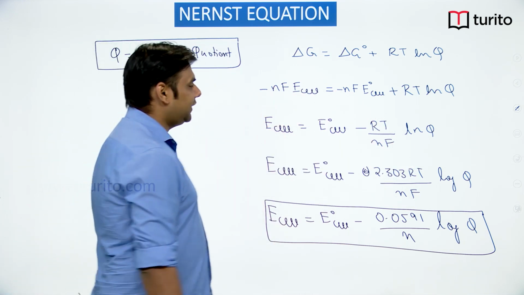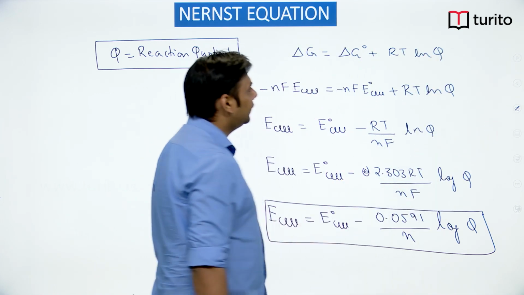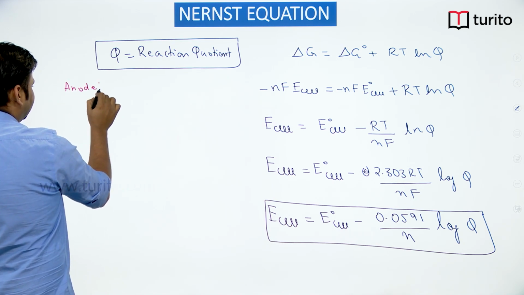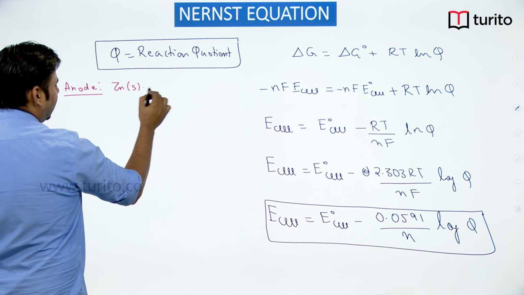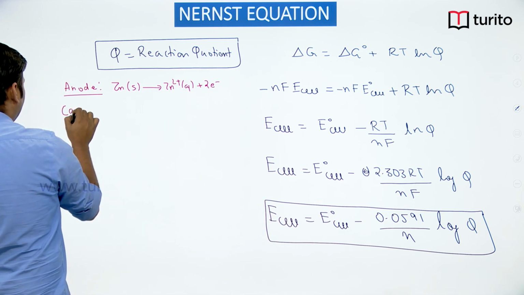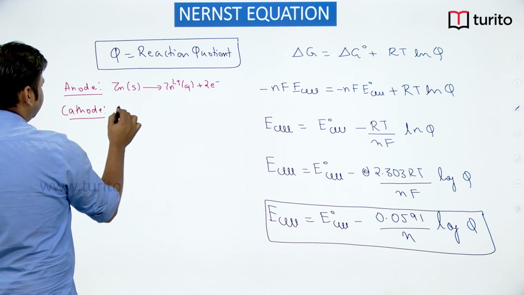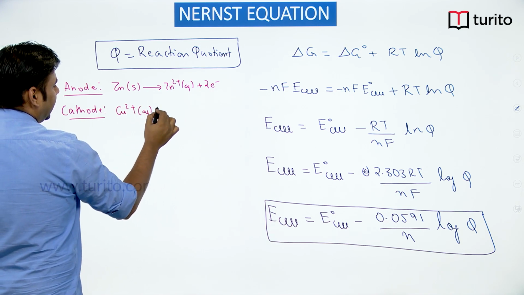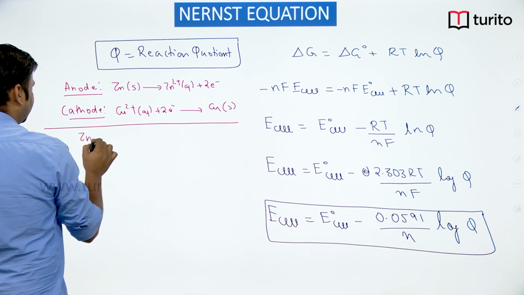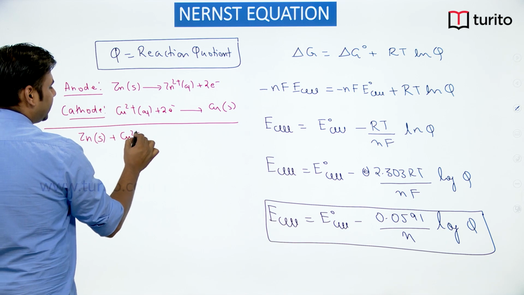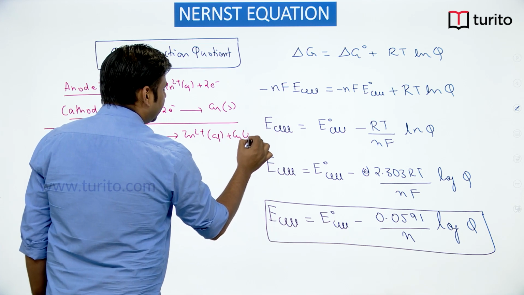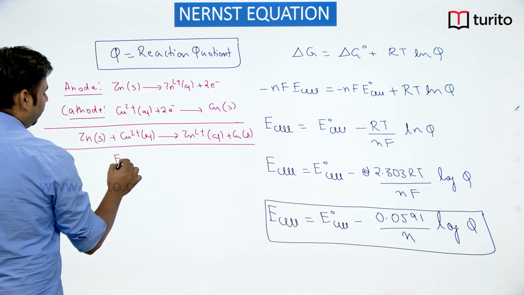Let me take one example to help you understand this before we end this session for today. Let us consider the same reaction. At the anode of the Daniell cell, solid zinc was getting oxidized into zinc 2 plus aqueous plus 2 electrons. At the cathode, copper 2 plus was reducing, taking up 2 electrons and changing into copper. So the overall reaction was zinc solid plus copper 2 plus aqueous changing into zinc 2 plus aqueous plus copper solid.